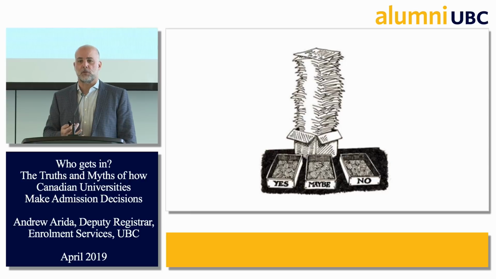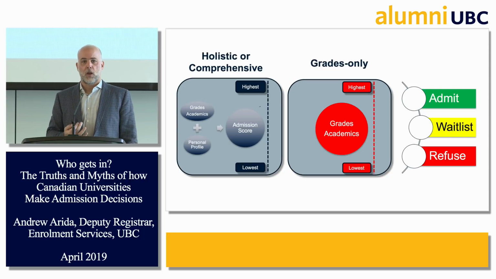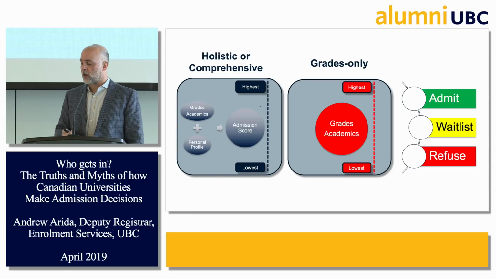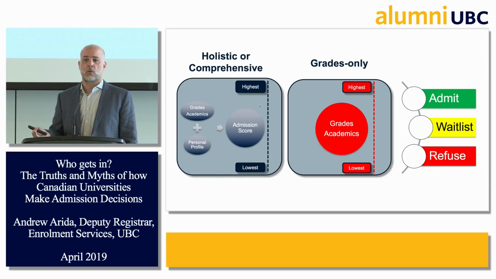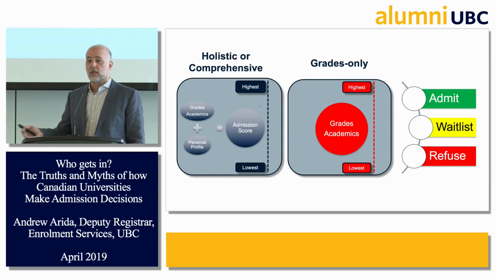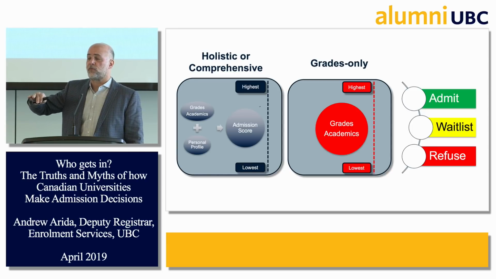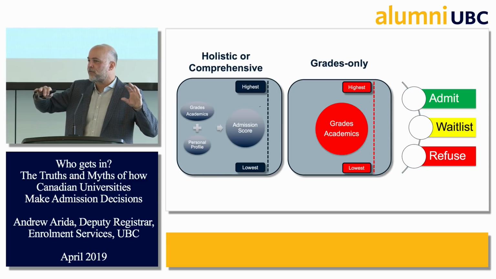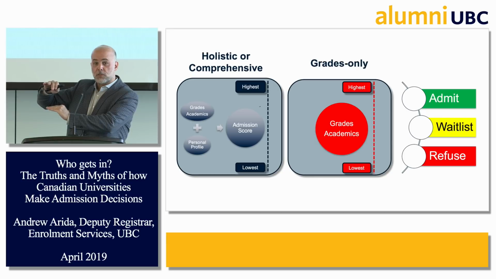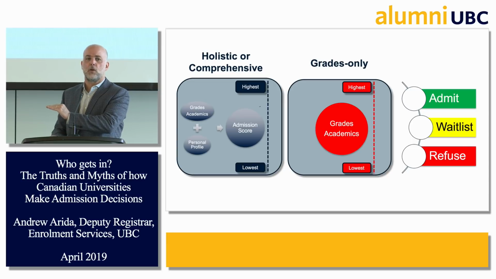So there's two models that universities use in Canada. One is called holistic and comprehensive. The other is called grades only. Grades only is very simple. You take all the people who've applied, you rank order them from the highest grades to the lowest grades, and you walk down the list until you've filled all your seats. But you're never totally sure if you have filled all your seats, so you put some students on a wait list to see maybe later on in the cycle you might need them. But then the students that you know you won't be able to accommodate, you can straight out refuse.